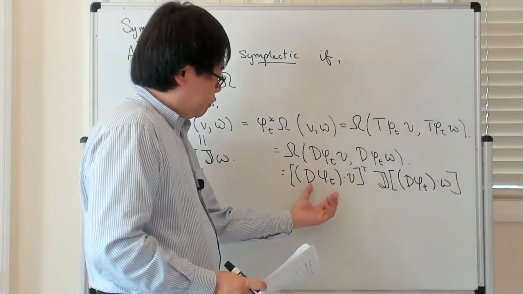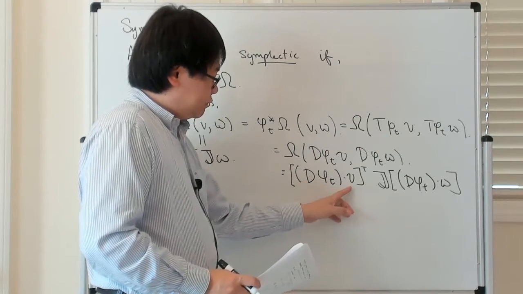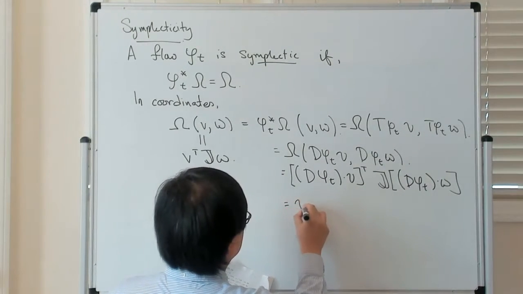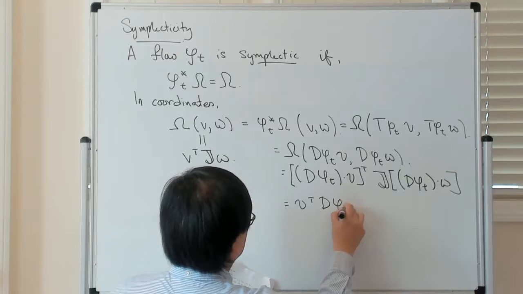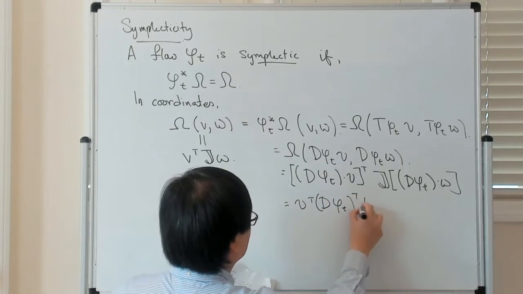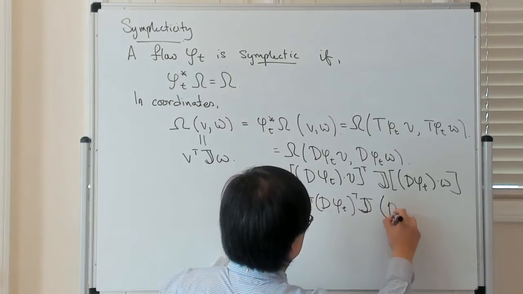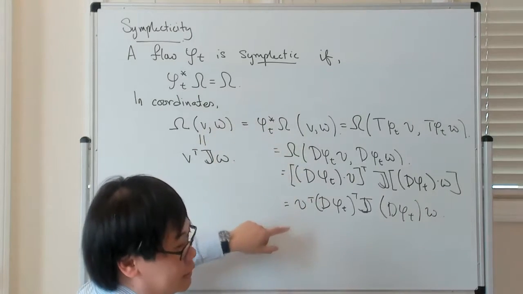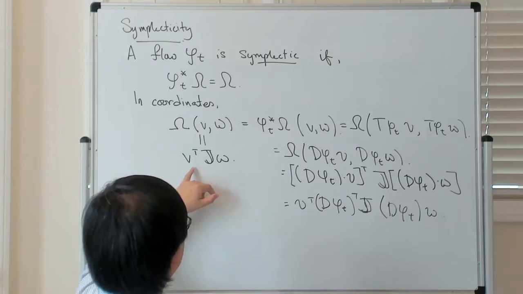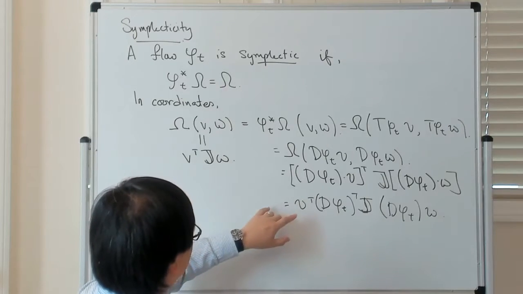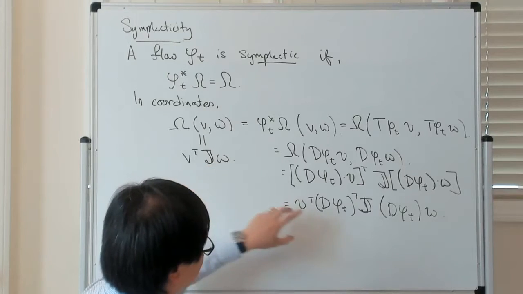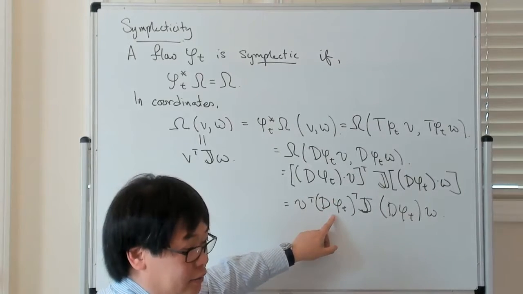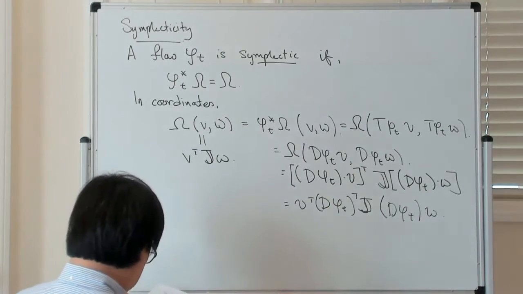Okay, so I have a matrix times a vector, and I take its transpose, so I can rewrite it in the following way. I can write this as v transpose, the linearization of the map transpose, J, and then the linearization of the map times w. So if you follow the line of equalities, you want this to be true for all v's and w's. What that more or less says is that the J symplectic matrix has to equal the conjugation of the J symplectic matrix by the linearization of the flow map.